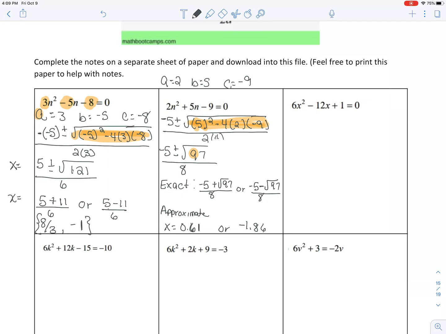Okay, so that's how we find our answers. We want to be able to give an exact answer and an approximate answer. So let's do the next one. A is 6, B is negative 12, and C is 1. So we have negative b, so that's negative 12, plus or minus the square root. Again, I would put negative 12 in parentheses, minus 4 times 6 times 1, all over 2 times 6.